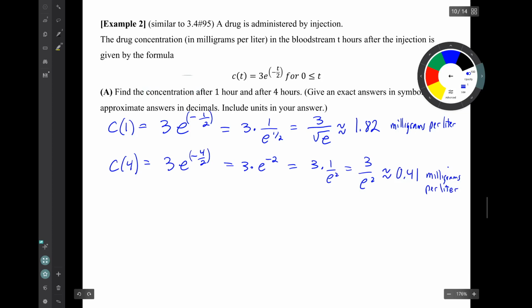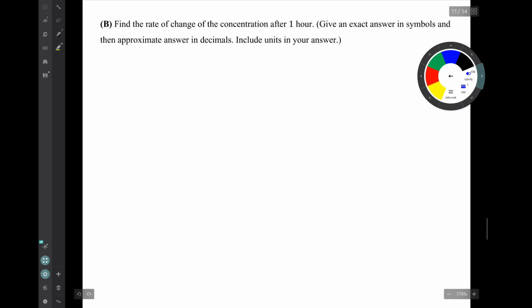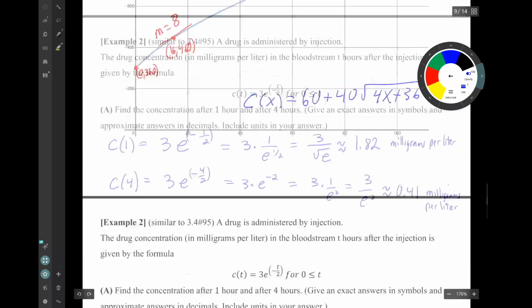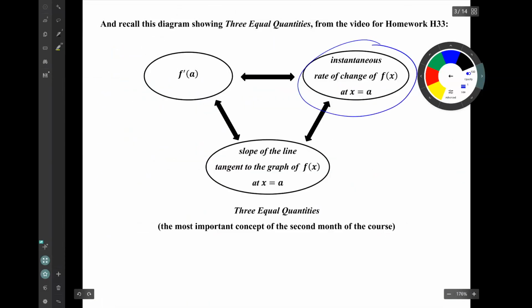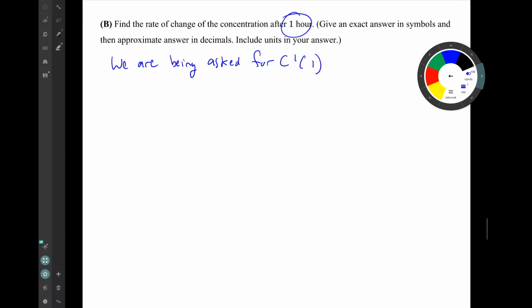All right, let's go on. Question B. Find the rate of change of the concentration after 1 hour. Now, they only give one time for the rate of change, so that must be an instantaneous rate of change. So here we've used that important connection. We're being asked for instantaneous rate of change, and we're supposed to make the connection that that means to find the derivative at that time. So the strategy should be find C prime parentheses t and then substitute in t equals 1.